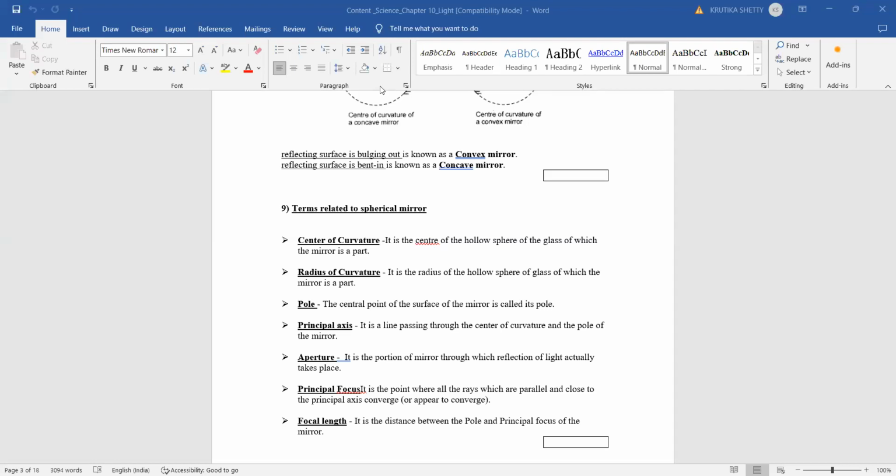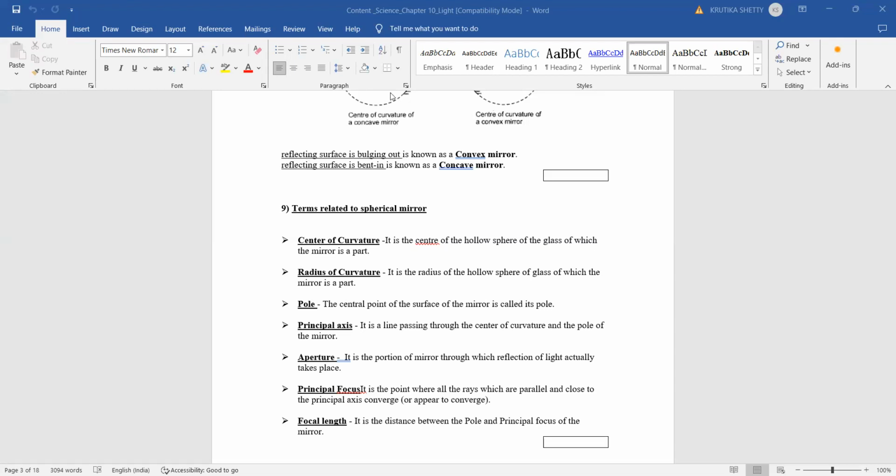Okay, we will start with the class. Today we will try to complete this lesson. Any doubt from the last class? No. Okay. So we need to discuss the terms related to spherical mirrors. Let us define them one by one.